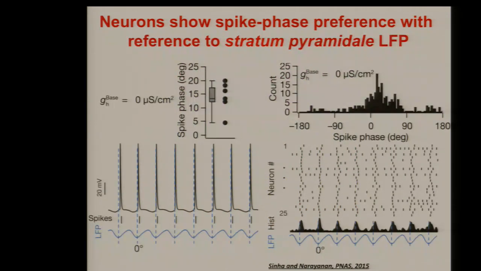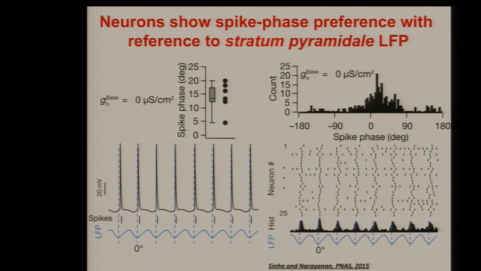And she also got these spikes for individual neurons. So you see that's the local field potential, and you have these spikes. And you see that they have a preference for a specific phase over here. Right? So around 0 degrees is where they prefer to spike, and that's the kind of response that they get.